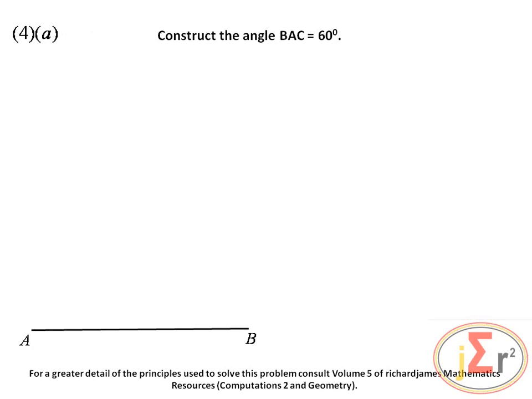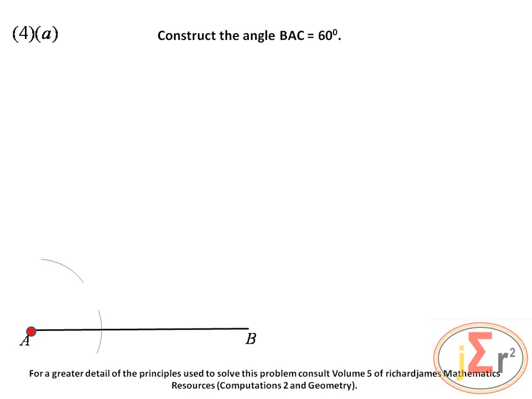Now we are going to construct the angle BAC, which is equal to 60 degrees. And of course, we have 3 letters BAC. That means the angle is at the middle letter, which is at A. So the angle is at A, 60 degrees. We are going to construct that 60 degrees angle. So in constructing that angle, we put the point of the compass at A, and we are going to make 2 arcs as shown. Those are our 2 arcs.